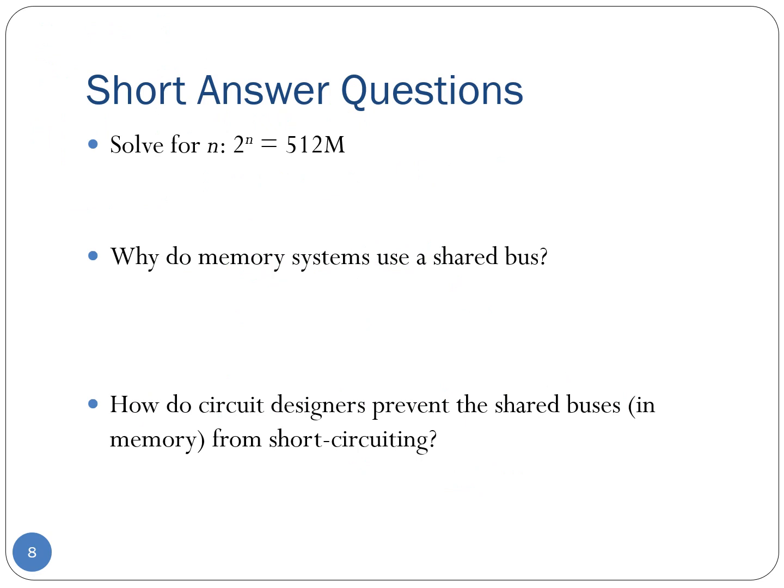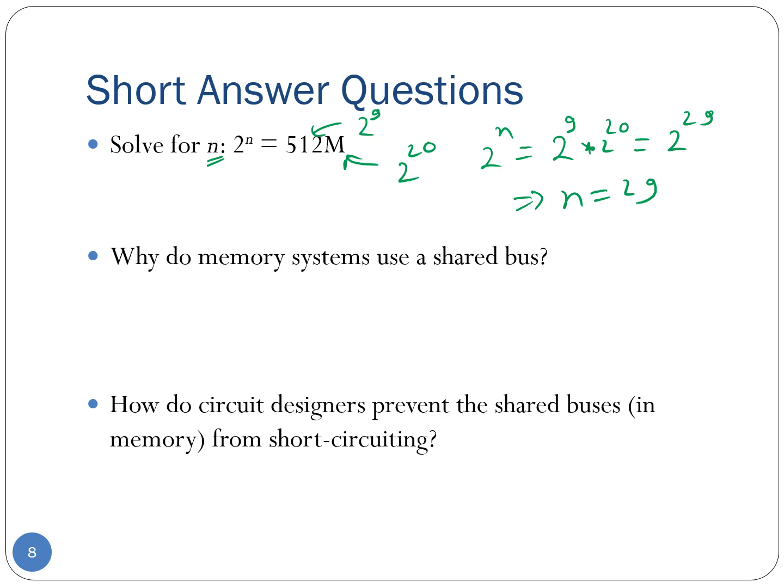All right, here are some short answer questions. So the first question over here is asking us to find the value of n given this relationship, right? So recall that 512 is actually 2 to the power 9 and mega is 2 to the power 20. Okay, so this question is basically 2 to the power n is equal to 2 to the power 9 times 2 to the power 20, which is basically 2 to the power 29. So this implies that n is equal to 29. Okay, so that's the first question.